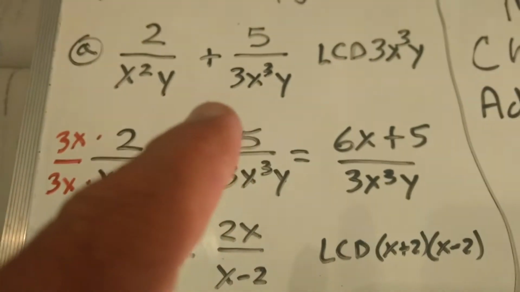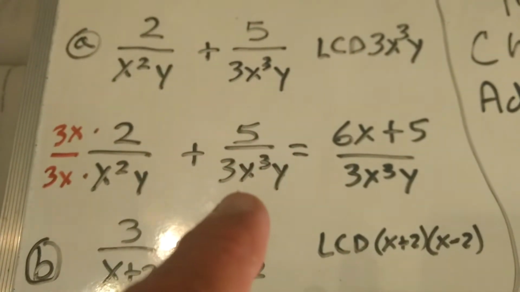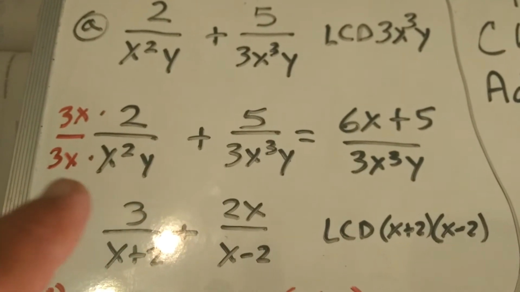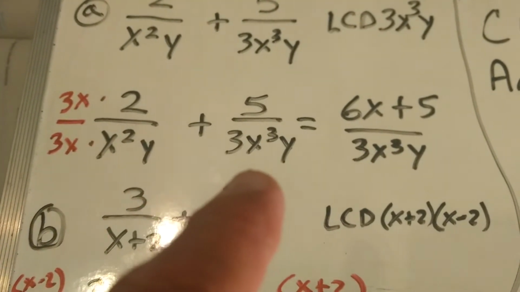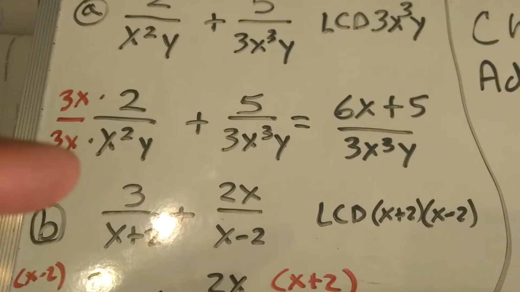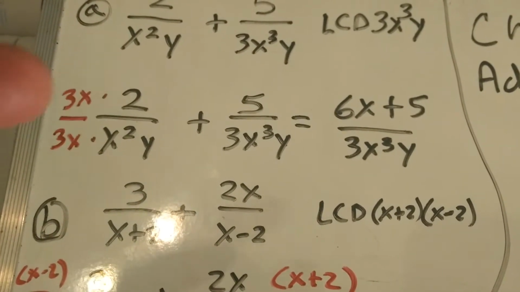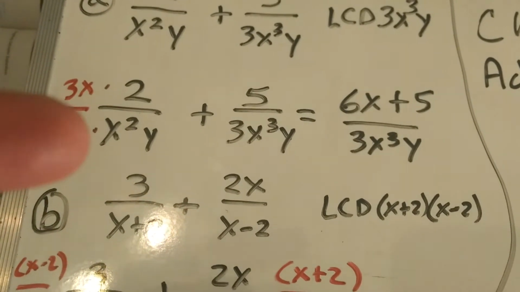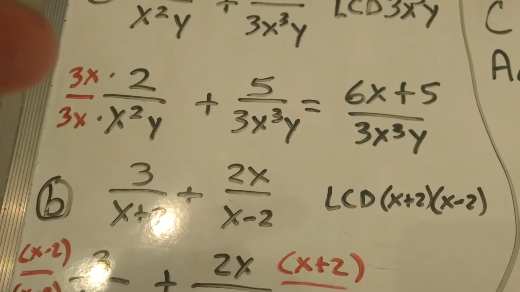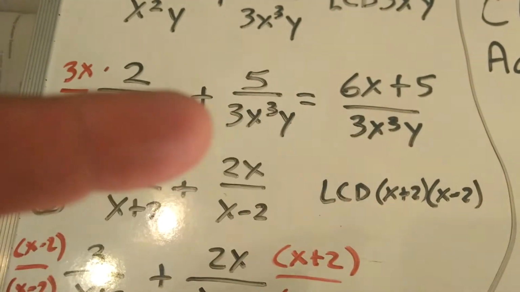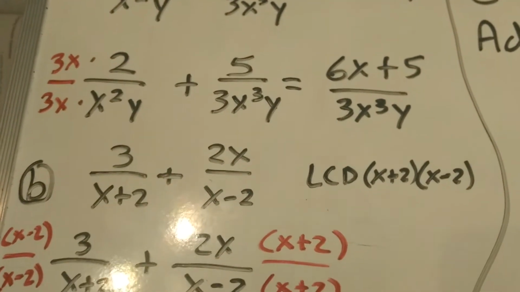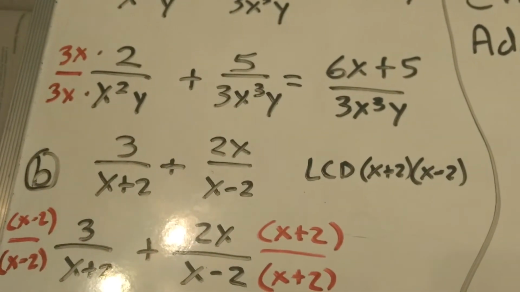So if we look at this, this is the least common denominator, so we don't have to do anything to it. This, however, we got to multiply by a 3 and an x to get 3x cubed y. When we're dealing with fractions, we multiply top and bottom by the same thing. Same thing with rational expressions. If I multiply the bottom by 3x to get 3x cubed y, I multiply the top. So 3x times 2 is 6x plus 5. Can't reduce it. So our final answer is 6x plus 5 over 3x cubed y.